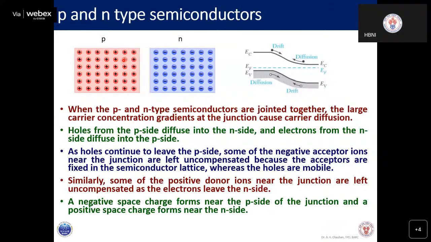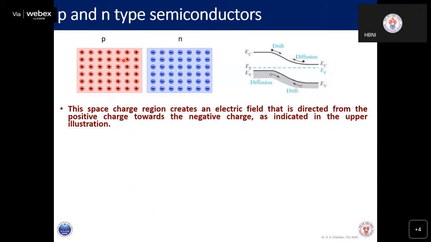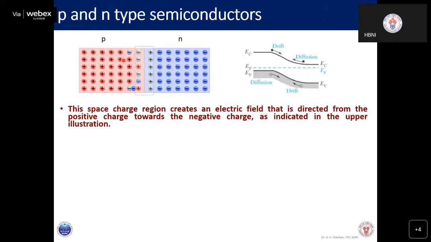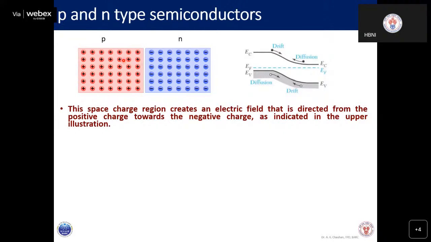So a negative space charge formed near the P side of the junction and a positive space charge formed near the N side. Now, due to this, there will be an effective voltage. This space charge region creates an electric field that is directed from the positive charge towards the negative charge. Electric field is always from positive to negative.